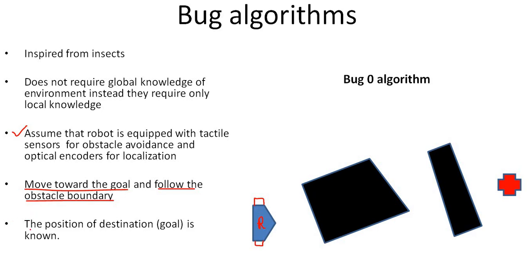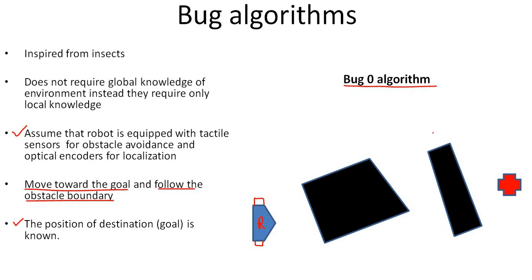Okay, so in the bug algorithm, the position of destination or goal is known. That's important. The robot has to know where the goal is located, its coordinates. Also, the robot has to know where the robot is located, and if there is an obstacle, it can detect the obstacle. So let's start with our simplest algorithm. It's the Bug0 algorithm.